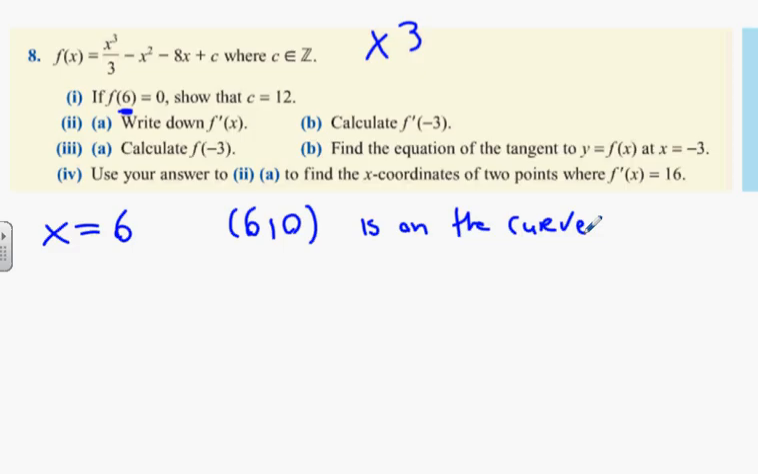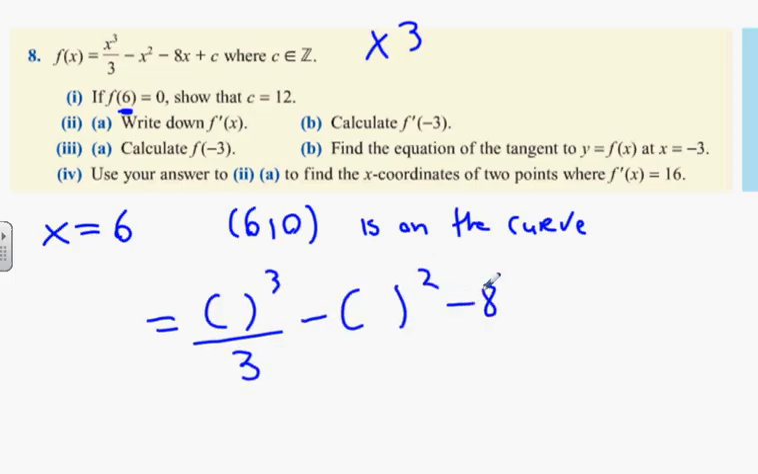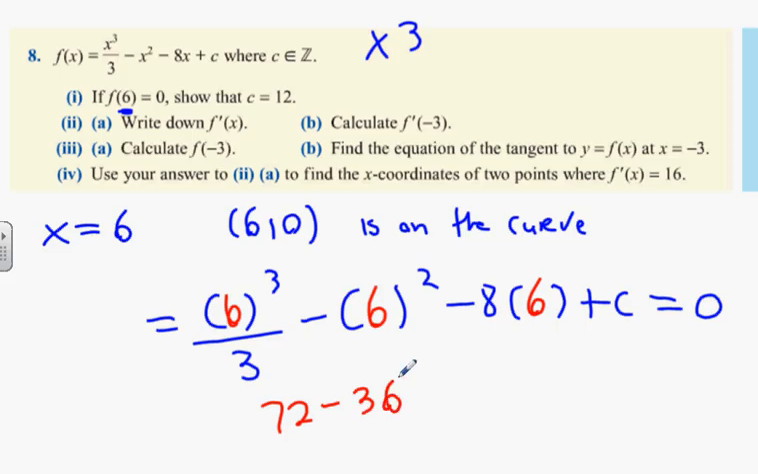What this means is when I replace x with 6 in my equation, what's guaranteed to happen? The output will equal 0. So 6 cubed over 3, minus 6 squared, minus 8 times 6, plus c equals 0. 216 divided by 3 is 72. 72 minus 36 minus 48 plus c equals 0. 36 plus 48 is 84, so 72 minus 84 is minus 12. Bring that minus 12 over to the other side. C equals 12. Are we cool with that?